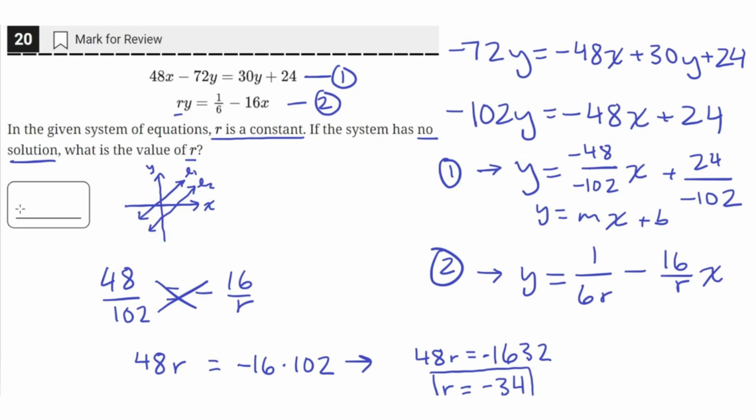So for an r value of negative 34, these two equations have no solution because they will be distinct and parallel lines. We know they're distinct because 1 over 6 times negative 34 is not equal to 24 over negative 102. So that means that they have different y-intercepts, but the slopes, when we plug in a value of negative 34 as r, will be the same. So they'll be parallel lines. So r equals negative 34.